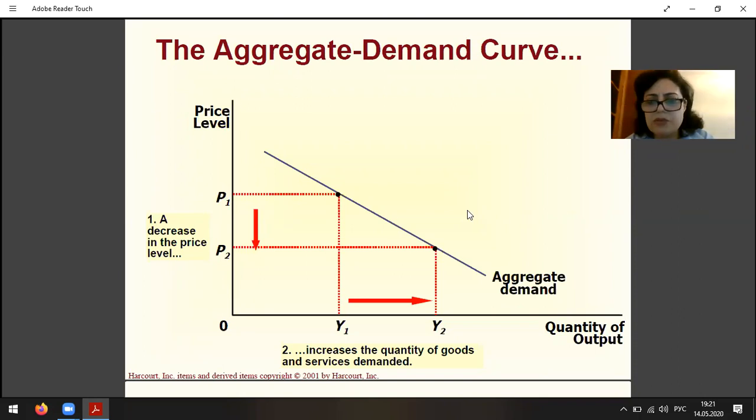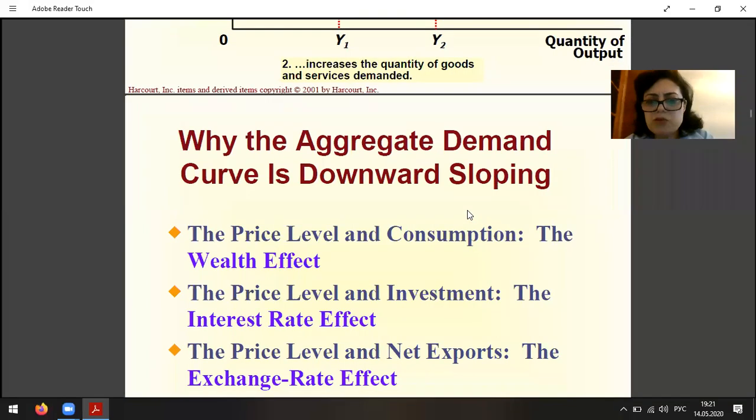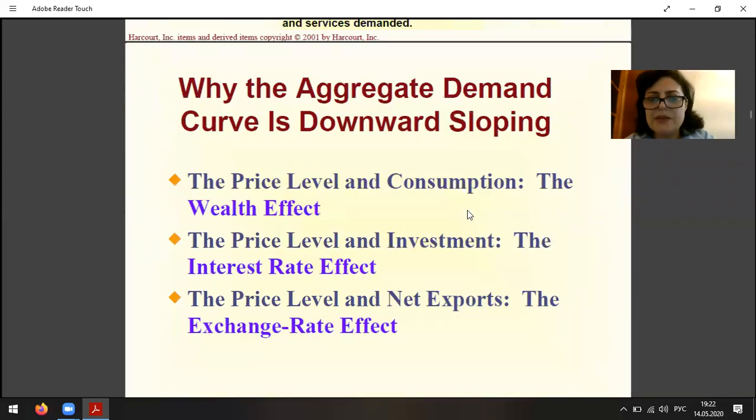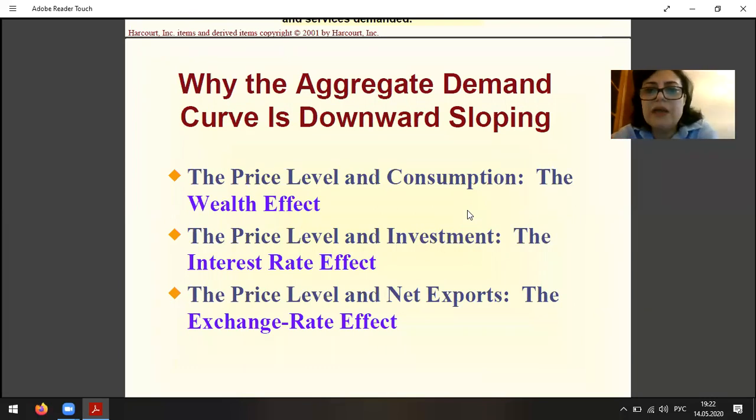Okay, now let me go to the next slide. I explained that the slope of the aggregate demand curve is downward. But now we want to summarize the reasons why the aggregate demand curve is downward sloping. There are several economic effects that may sharply change and influence aggregate demand. The first one is price level and consumption. In macroeconomics, it's known as the wealth effect. How do we have to understand the wealth effect? Wealth means the savings, the amount of savings of the population.